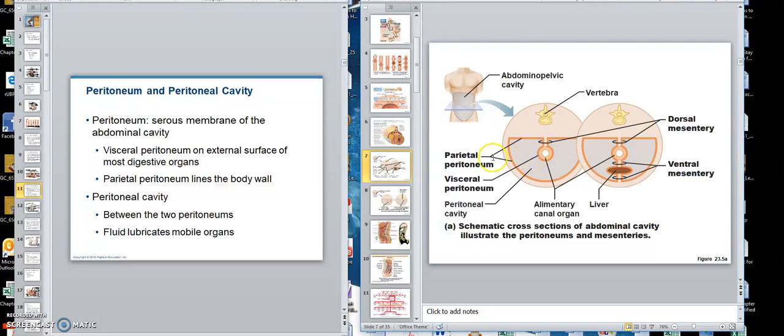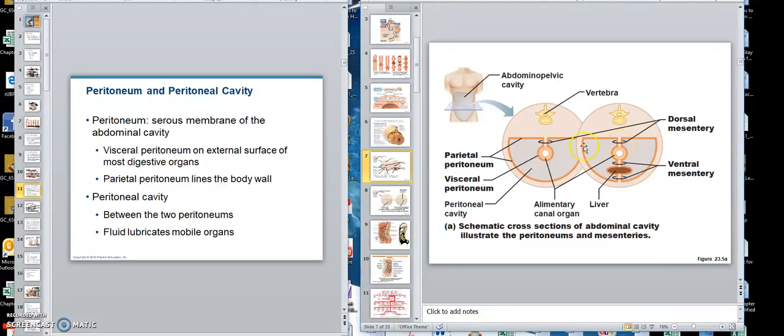Now, the way this works is the peritoneum is a serous membrane. Covering the body, inside the body wall, we'll say, is the parietal peritoneum. Surrounding the intestines is going to be the visceral. So the space between the visceral and the parietal is the peritoneal cavity. Now, in certain cases, you have another little stick-off part here. So here's the dorsal mesentery.